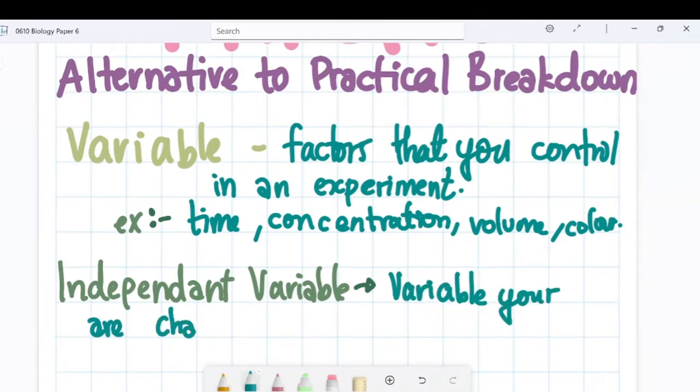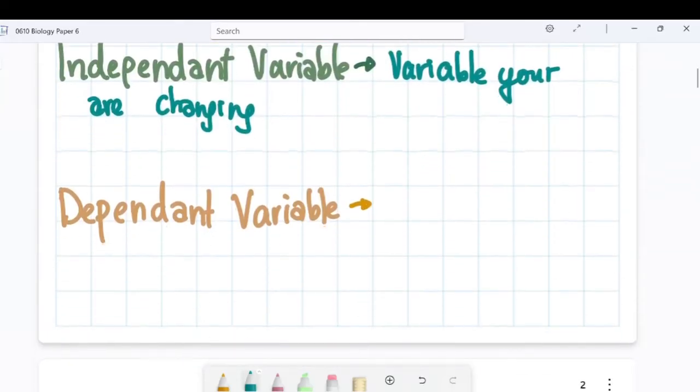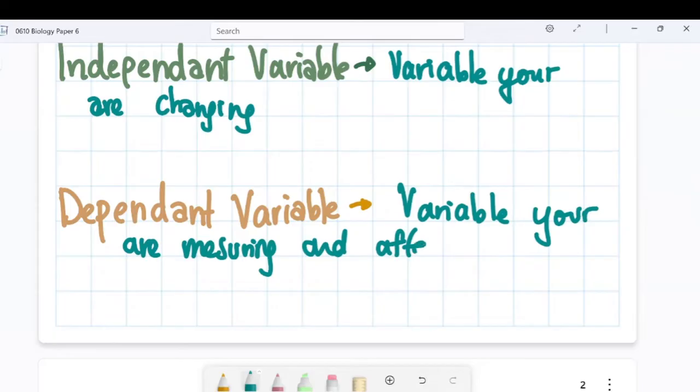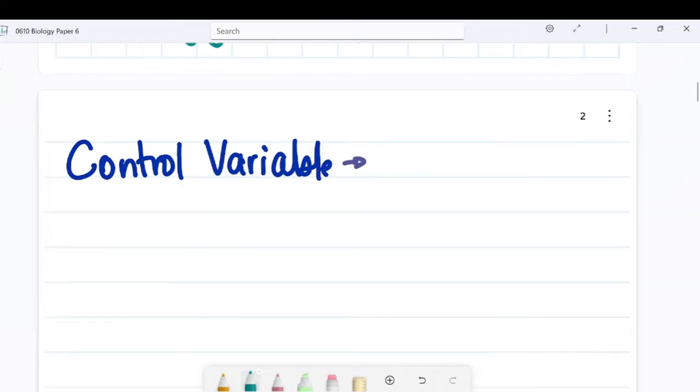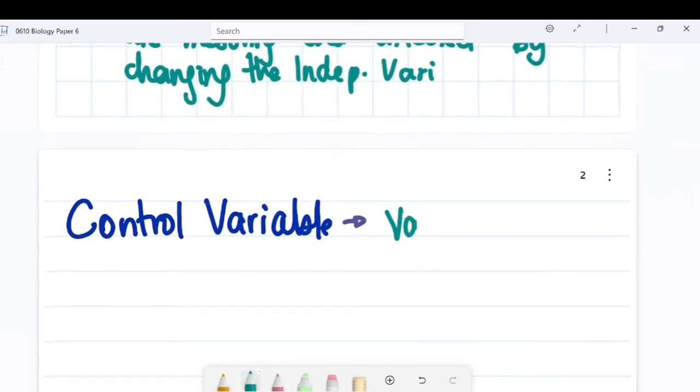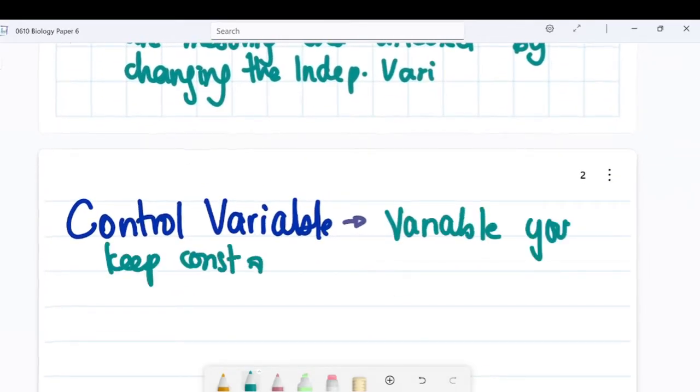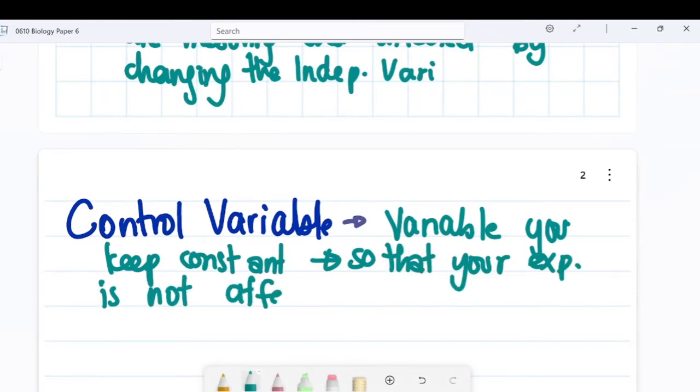We're going to look deeper into these types of variables by looking at questions. Now, dependent variable is a variable you are measuring and it's affected by changing the independent variable. Now, if we look at the same example above, now let's say you're changing the concentration of proteins and it's going to affect the color change. So your dependent variable in this situation would be color change. Now, control variables are variables that you keep constant so that it does not affect your experiment. So you have an accurate result.